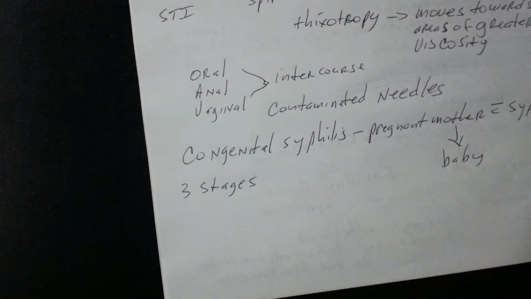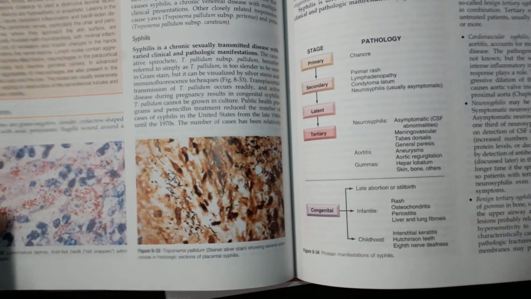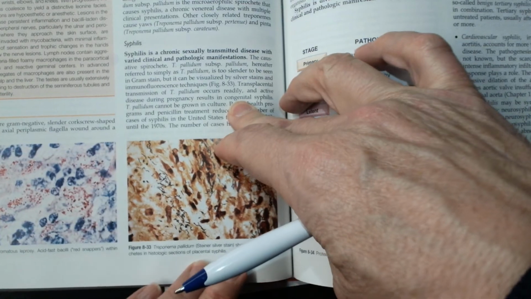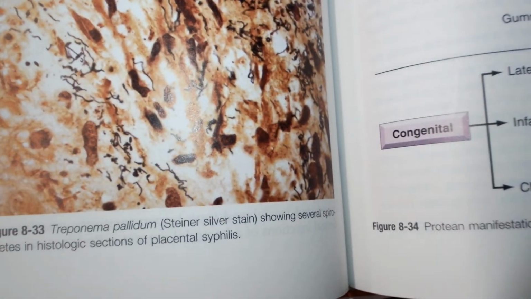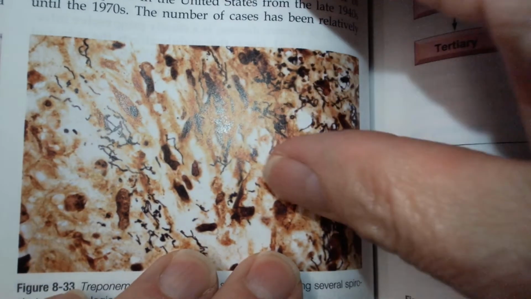Now, the organism can appear in tissue if you use the right stains. So this is a Steiner silver stain here. Let me see if we can get a little close up on this.